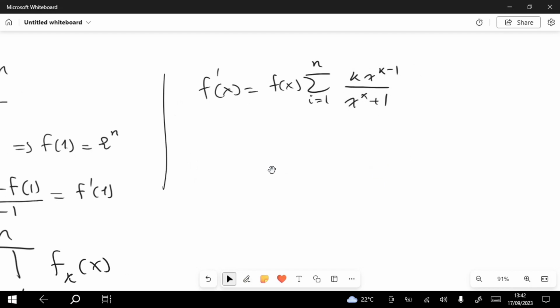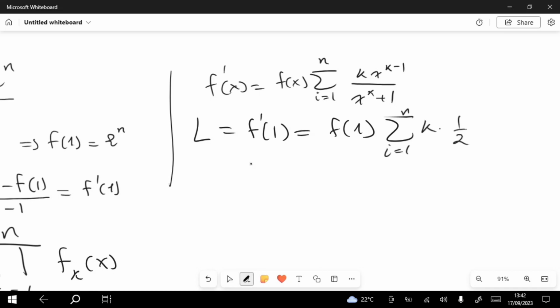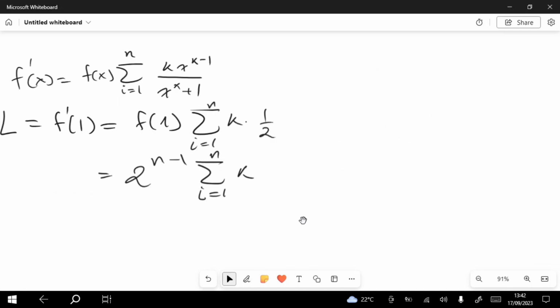Now, in order to calculate the limit, this limit L is equal to that limit, of course, which is f prime of 1, which is equal to f of 1 times the sum. Now, focus with me, of course. This substitute with 1 gives you 1, and this is a 2, so which becomes k times 1/2. This is 2 to the n, which becomes 2 to the n, and with this 1/2 in here, it becomes 2 to the n minus 1. And this is the sum as i goes from 1 all the way to n of k, which, of course, becomes 2 to the n minus 1 times n plus 1 over 2.